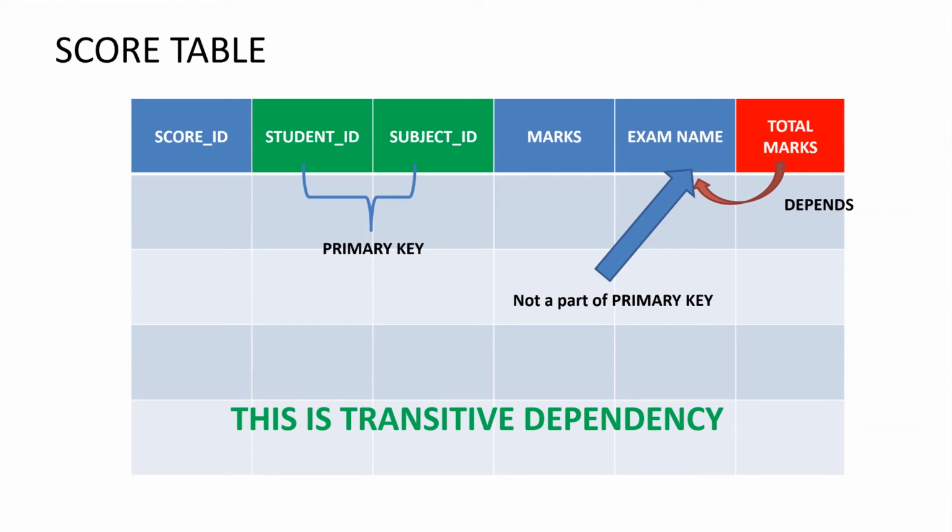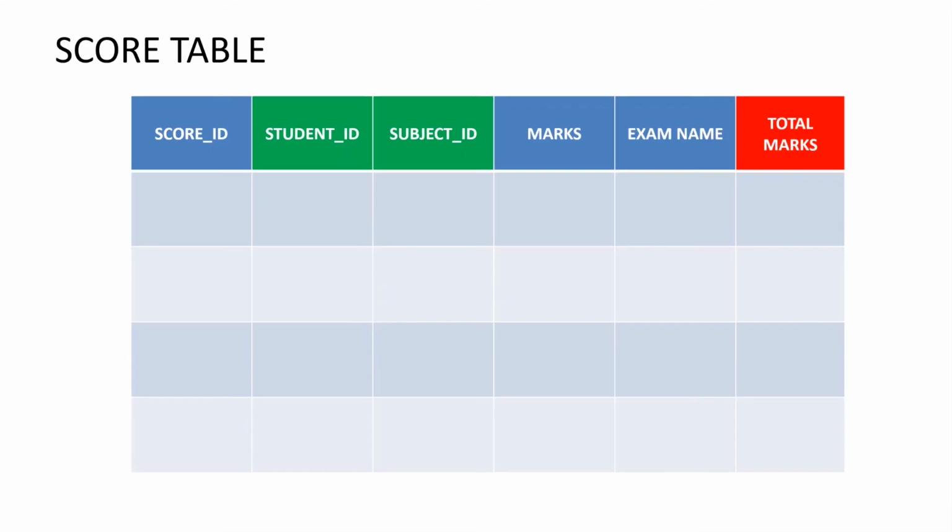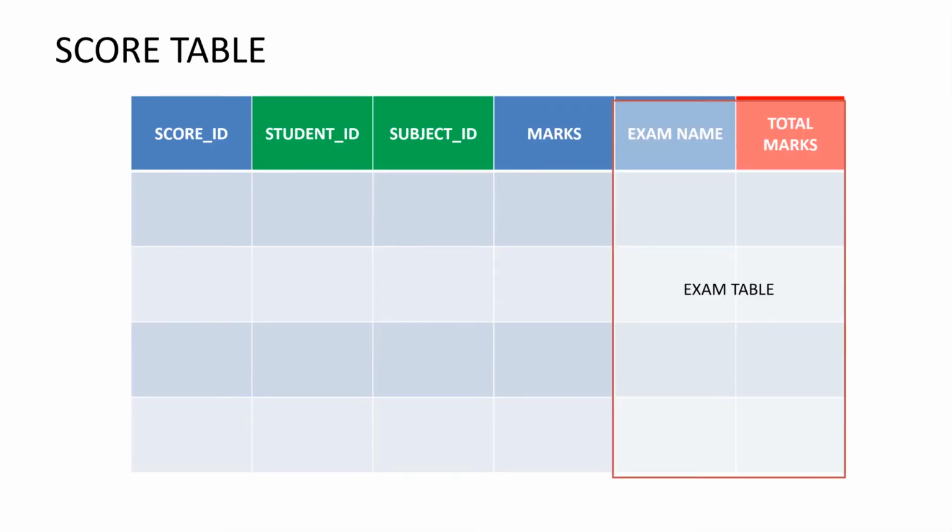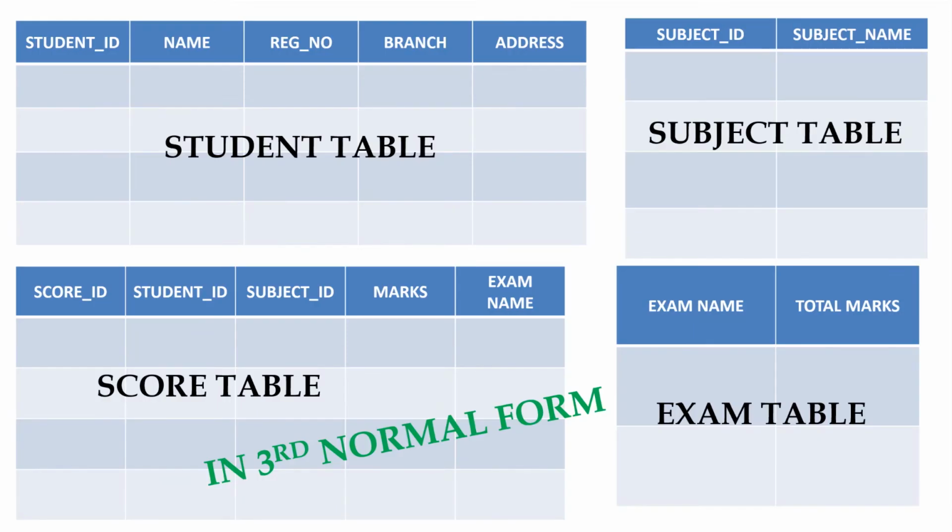Meaning that a non-prime attribute is derived from another non-prime attribute, such a dependency is called transitive dependency. Now, how to eliminate the transitive dependency in this case? What is the solution? The solution is that if we take these two attributes and form a separate exam table, then we will achieve the third normal form like this.